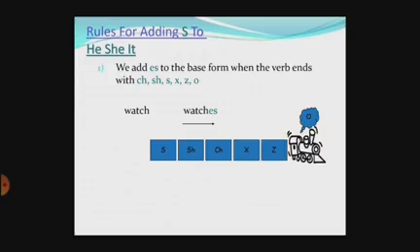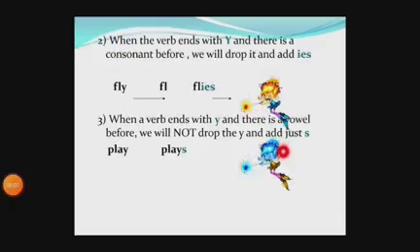And my final example is go. It ends with an o, so I add es to the verb. It becomes goes. Now, when do we add ies to the verb? When the verb ends with a y and there's a consonant before, we will drop the y and add ies.